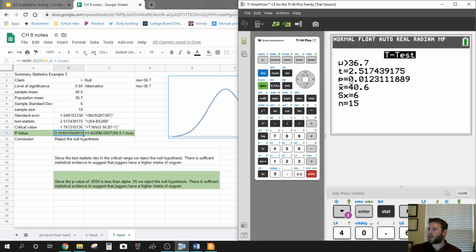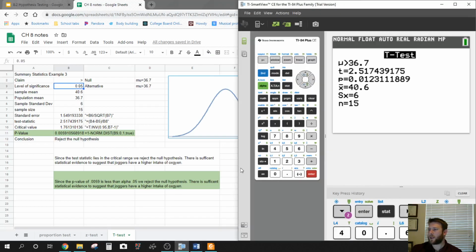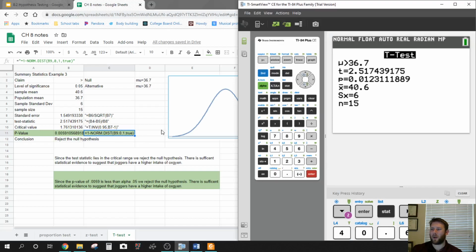But still clearly less than 0.05, comparing that 0.05 value. So we clearly are rejecting the null hypothesis. There is sufficient evidence to suggest that joggers do have a higher volume. You know what? Now that I think about this a little more, it's because I did a normal distribution. This isn't a normal distribution because it's a t-test. It's actually a t-distribution. So I will fix that up and get back to y'all on how to do that.